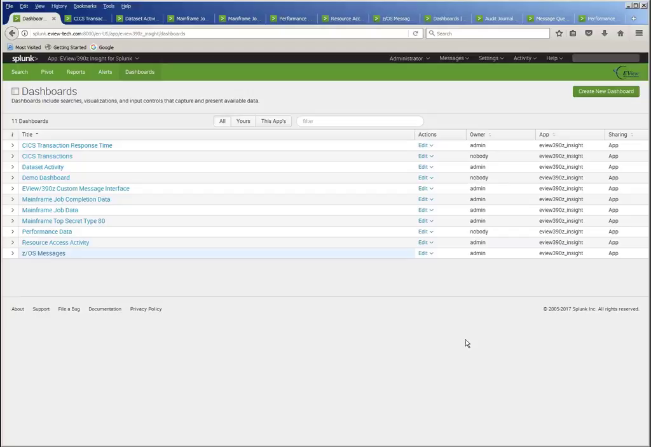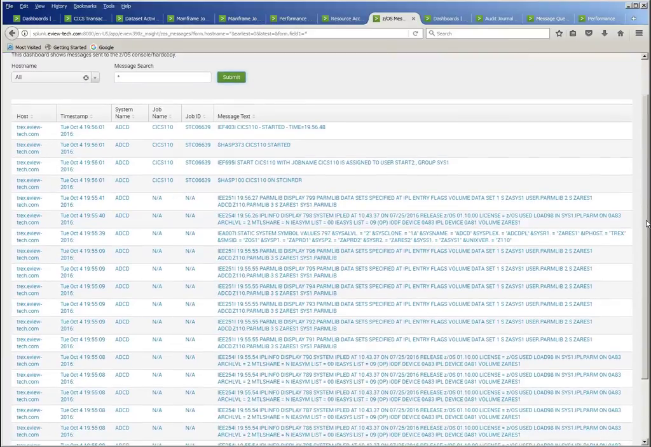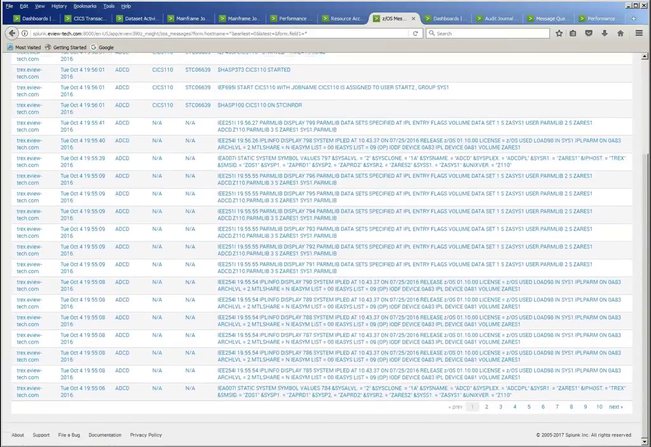So what I'll do is just talk about some of the different types of data and dashboards that are available, and then we can go and look at some examples of this data. I'm going to start at the bottom here, z/OS messages. This is event data that typically goes to the z/OS console or syslog. So what we're looking at here are the different types of messages that have been coming out onto the z/OS message log, and you can see that they look very much like they do in the syslog.